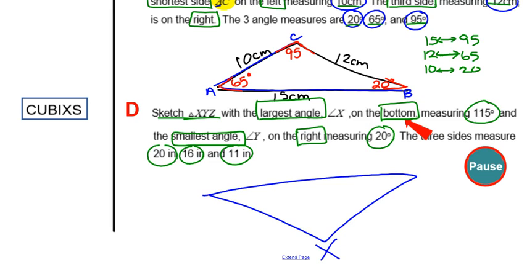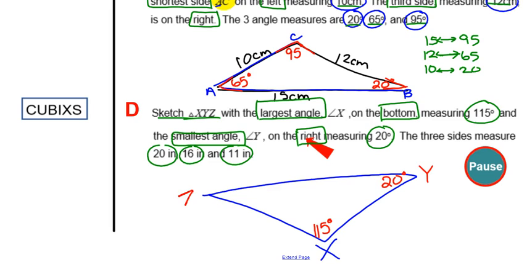This must be X, and that has to be the largest angle. And when I look at my angle measures, 115 and 20, this obtuse angle clearly has to be the largest, so 115 has to be right there. Keep reading. It says the smallest angle Y has to be on the right. So the right side is over here, and so I have to put my Y right here, and I have to put 20 degrees right there.